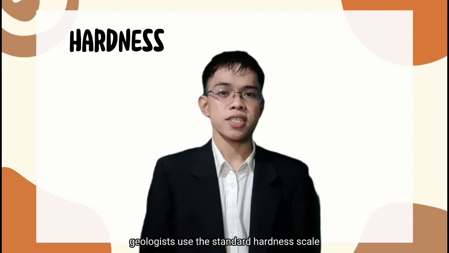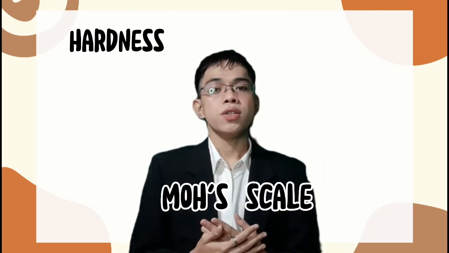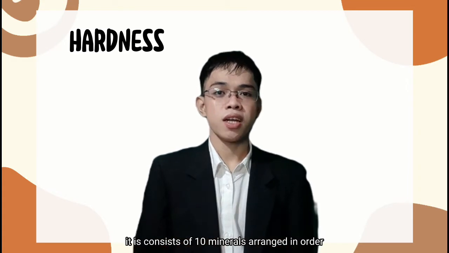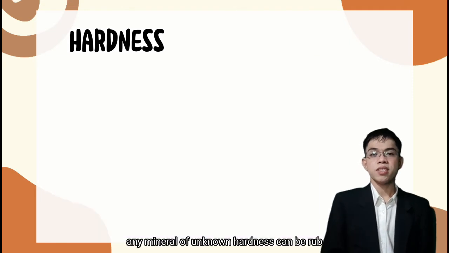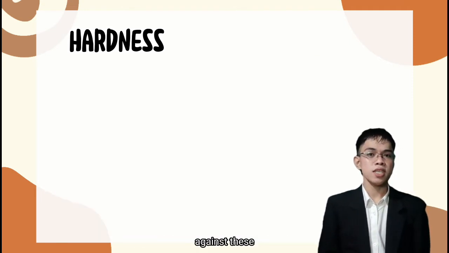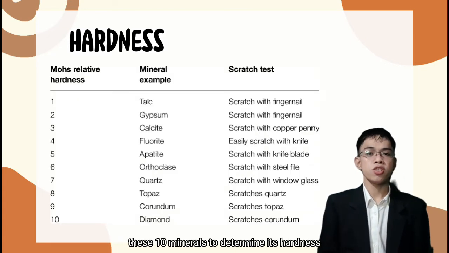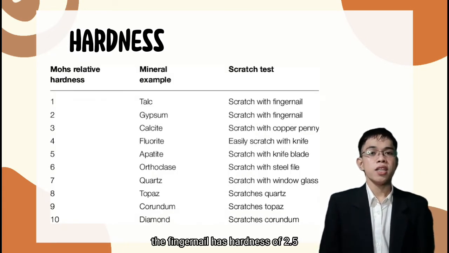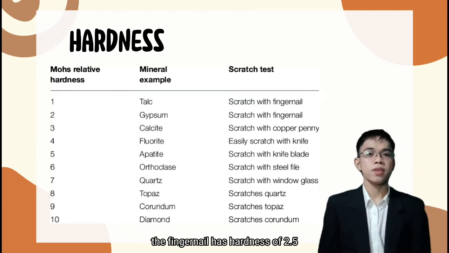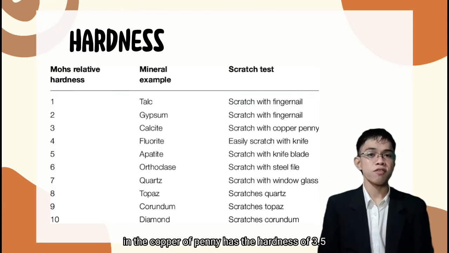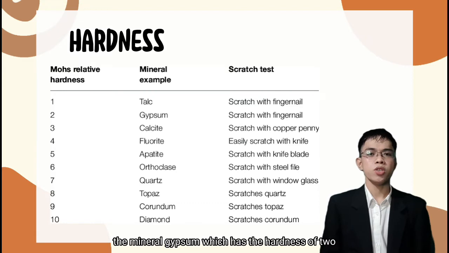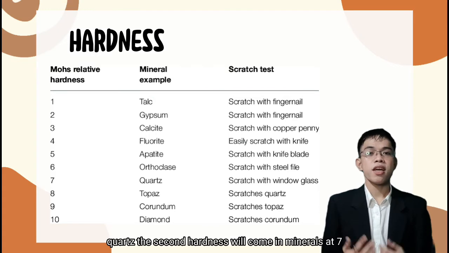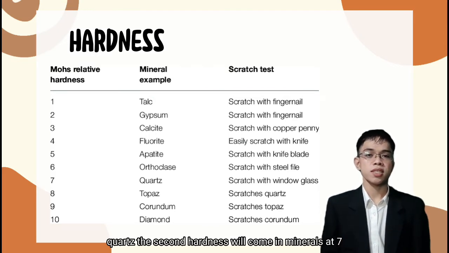Geologists use the standard hardness scale called the Mohs scale. It consists of 10 minerals arranged in order, with 10 being the hardest and 1 being the softest. Any mineral of unknown hardness can be rubbed against these 10 minerals to determine its hardness. For example, the fingernail has a hardness of 2.5, the copper penny has a hardness of 3.5, and a piece of glass has a hardness of 5.5. The mineral gypsum, which has a hardness of 2, can easily be scratched using the fingernails. Quartz, the second hardest, is among the common minerals at 7.